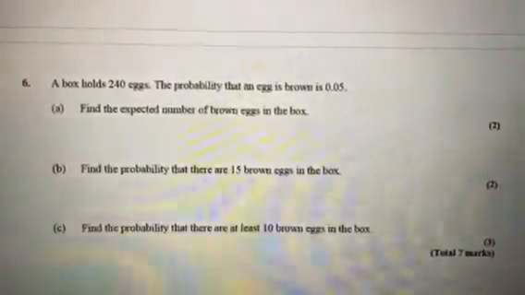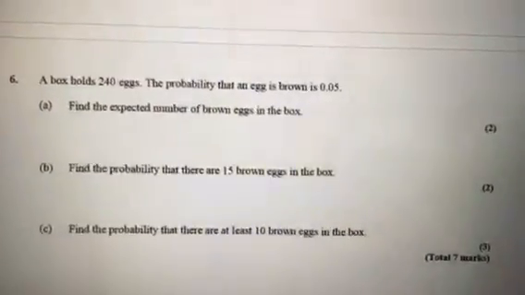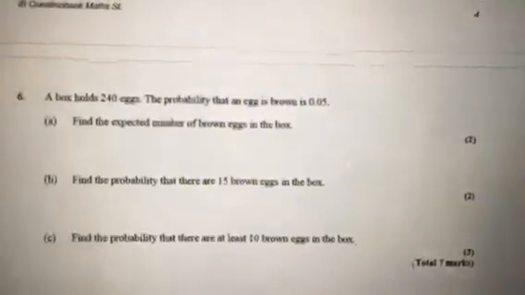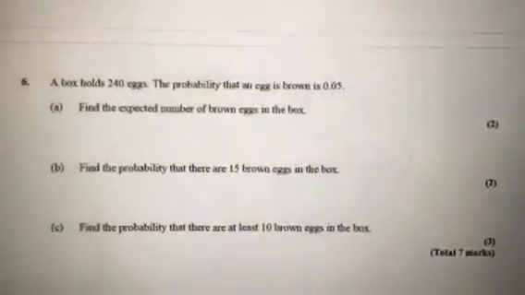Okay, so problem 6 tells me a box holds 240 eggs. The probability that an egg is brown is 0.05 or 5%. So for A, I have to find the expected number of brown eggs in the box. The way I did that was by multiplying the probability of an egg being brown by the total number of eggs, so 240. And from that I got that there are 20 brown eggs. So that means that 5% are brown and then 95% are not brown.